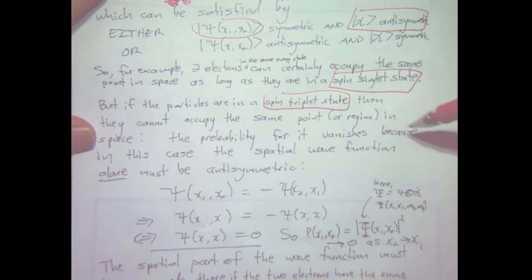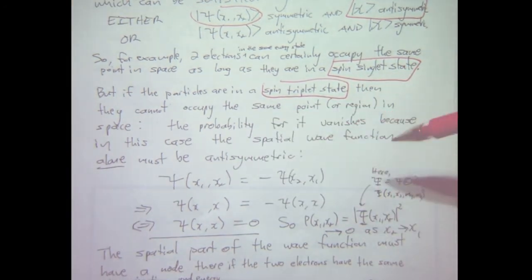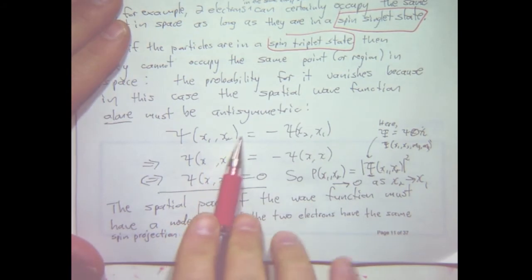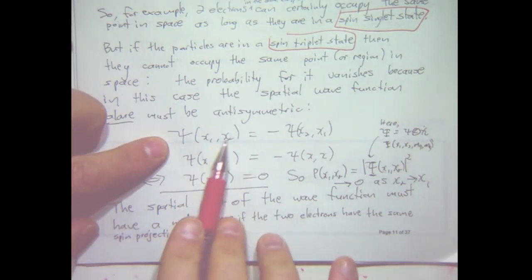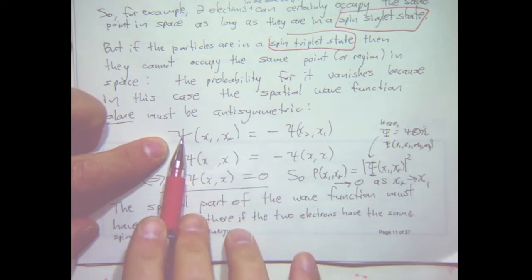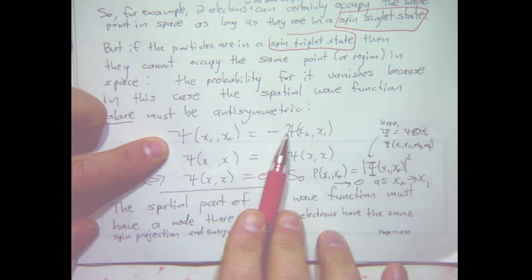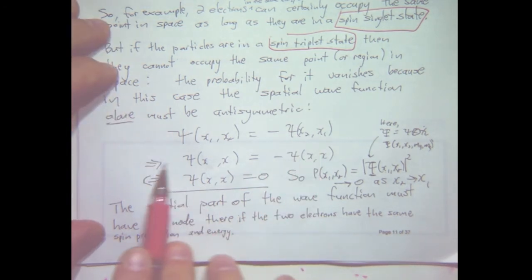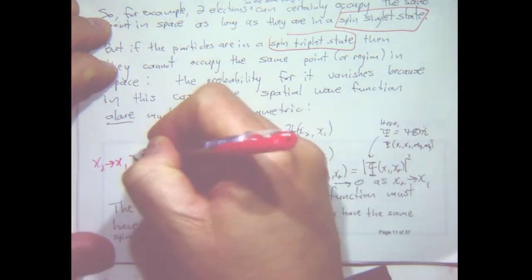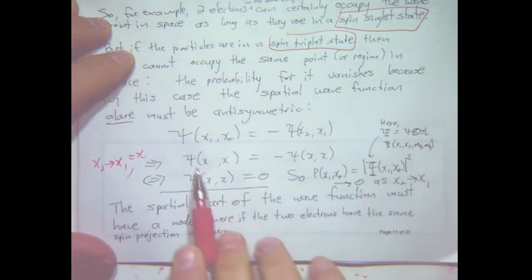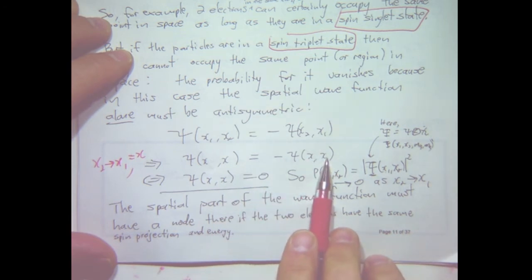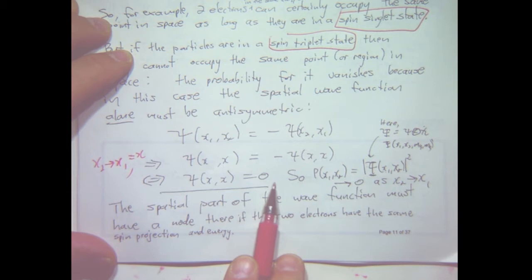The probability of finding it vanishes because in this case, the spatial wave function alone must be anti-symmetric. In other words, if you swap the particles, they must swap with a minus sign. So you must have the property that psi of x1, x2 equals minus psi of x2, x1. Then if x2 tends towards x1, and let's call it x, you get psi of xx equals minus psi of xx. Well, that can only happen if psi of xx equals 0.